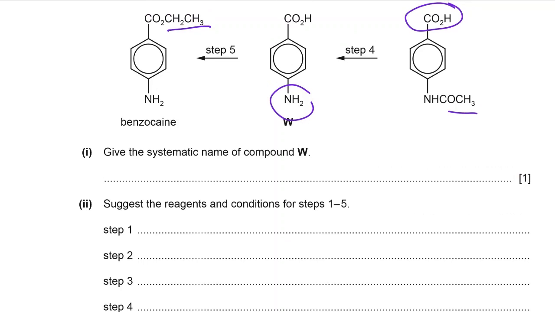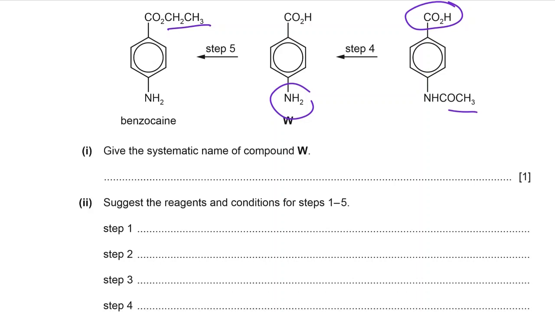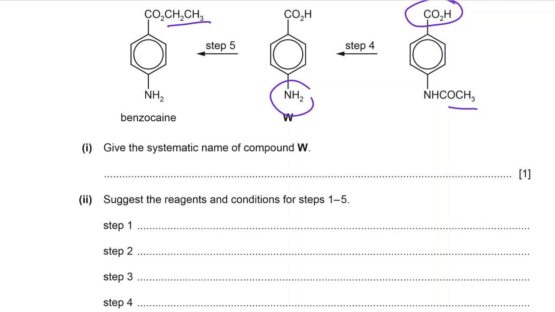Give the systematic name of W. Here is W. So this W, what do we have? We have two substituents. So let's consider this substituent is carbon number 1, 2, 3, and this one 4. So 4-amino benzoic acid.